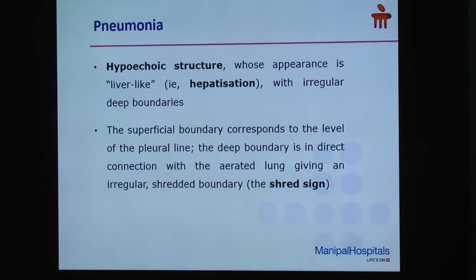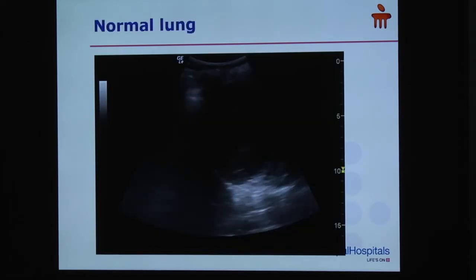Okay, the other very useful diagnosis, I feel, you can make with lung ultrasound is pneumonia. In pneumonia, what you will see is a hypoechoic structure. The superficial boundary will correspond to the pleura itself. The deeper boundary will be a bit hazy and irregular, because that's the place where the pneumonia consolidation will be sort of mixing with the normal lung, and this is not a defined point. It will be a bit irregular. It is called a shred sign.